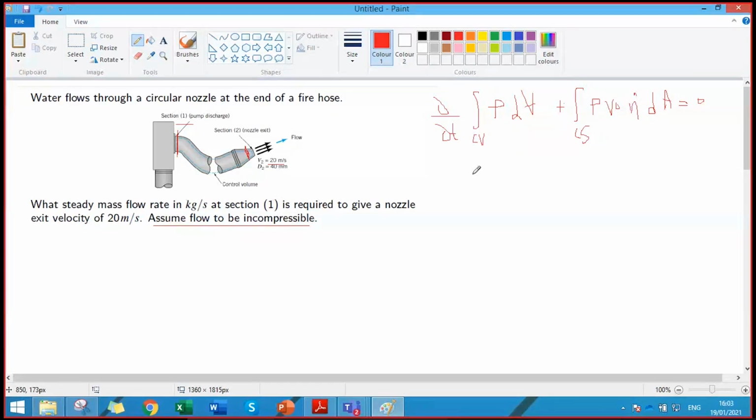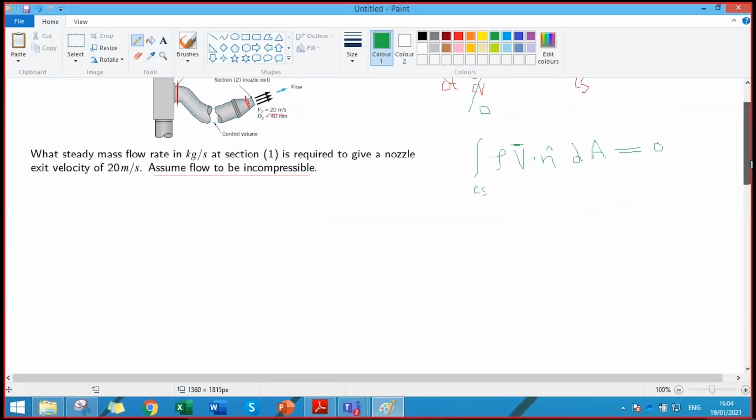Now, what simplification can we do? So the first term will become 0 because we are having steady flow, right? So we'll be left with the second term only, that is the integral over the control surface of rho v dot n dA equals 0. Fine.